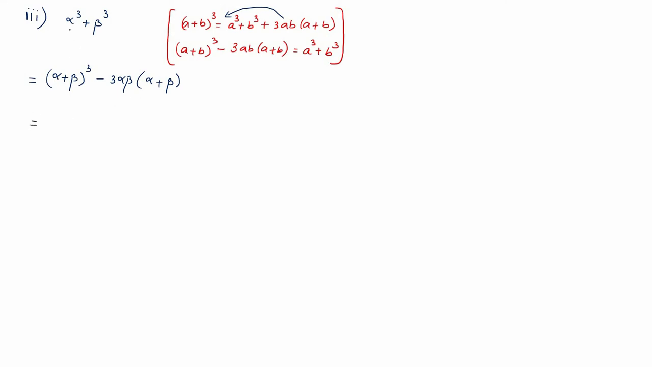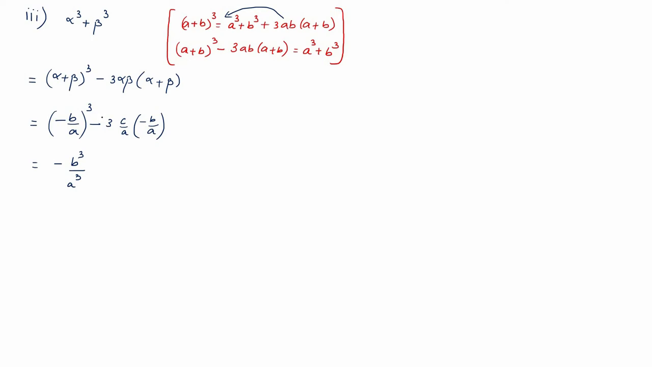Using the same identity, we are writing α³ + β³ as (α + β)³ − 3αβ(α + β). Now α + β is the sum of the roots. We know the sum of the roots value is −b/a, and αβ is the product of the roots. α + β is again the sum of the roots value. So both the sum of the roots and the product of the roots values we are using here. Minus 3 times will remain, minus b power 3, a power 3. Both numerator and denominator have power 3 applied separately.